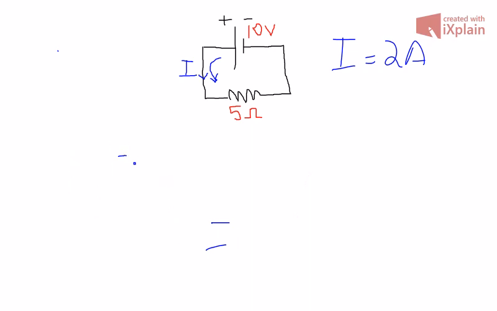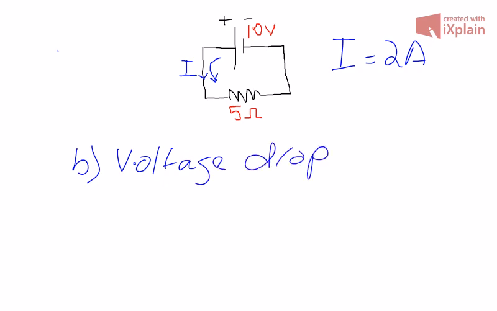Okay, so this is all erased now. Now let's do the second part to it. The second part that they're going to ask would be, okay, so now we know the current is 2 amps. What is the voltage drop across the 5 ohm resistor?